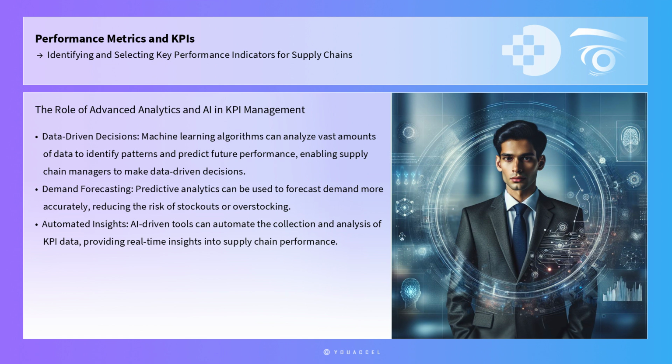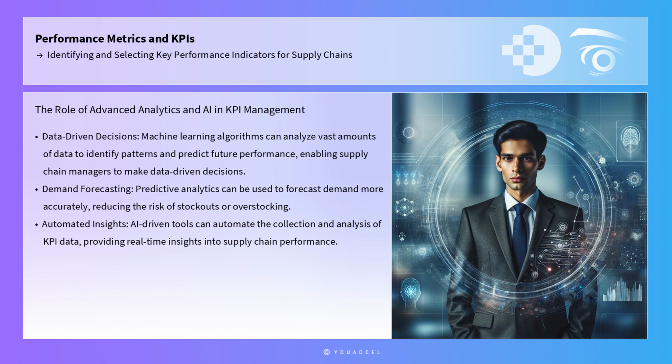The use of advanced analytics and AI in selecting and monitoring KPIs is becoming increasingly prevalent. Machine learning algorithms can analyze vast amounts of data to identify patterns and predict future performance, enabling supply chain managers to make data-driven decisions. For example, predictive analytics can be used to forecast demand more accurately, reducing the risk of stockouts or overstocking. Additionally, AI-driven tools can automate the collection and analysis of KPI data, providing real-time insights into supply chain performance. This not only improves the accuracy and timeliness of KPI reporting, but also frees up resources for more strategic activities.